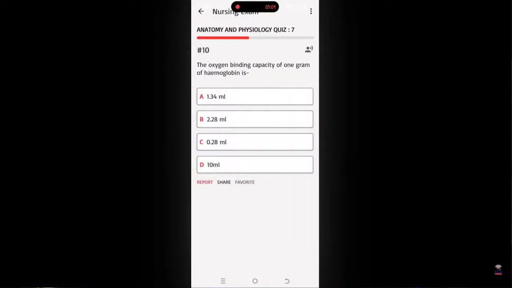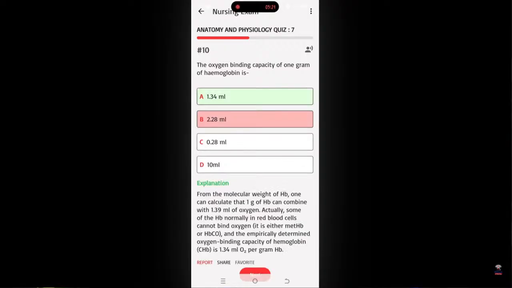The oxygen binding capacity of 1 gram of hemoglobin is A. 1.34 milliliters. B. 2.28 milliliters. C. 0.28 milliliters. D. 10 milliliters. Correct answer is A. From the molecular weight of Hb, one can calculate that 1 gram of Hb can combine with 1.39 milliliters of oxygen. Actually, some of the Hb normally in red blood cells cannot bind oxygen. It is either MetHb or HbCO, and the empirically determined oxygen binding capacity of hemoglobin is 1.34 milliliters O2 per gram Hb.